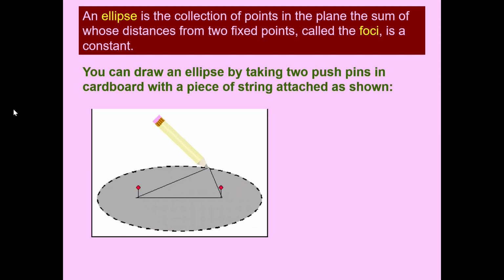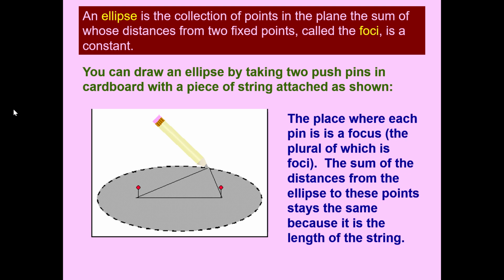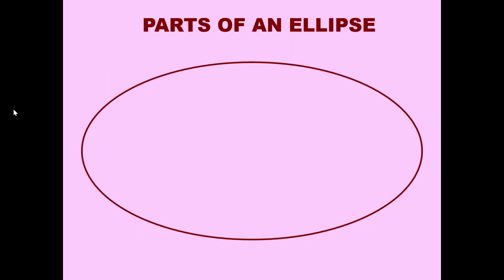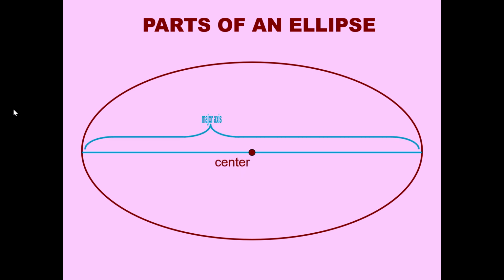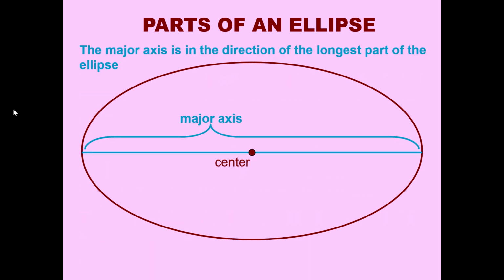You can draw an ellipse by taking two push pins and cardboard with a piece of string attached as shown. The place where each pin is the focus, the plural of which is foci. The sum of the distances from the ellipse to these points stays the same because it is the length of the string.